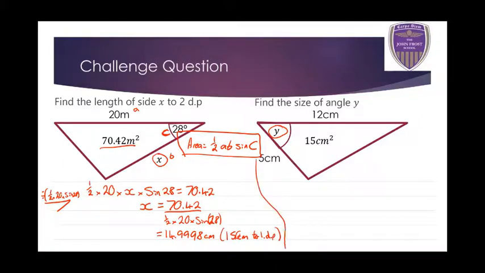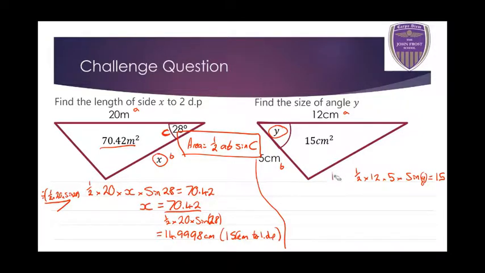So let's just block this off. Again, we've got the formula area equals half AB sine C. We know the area is 15, so we could just substitute everything in. Area equals half times, we'll call this side A and that's side B, so A is 12, B is 5, times sine. Now we don't know what the angle is, so sine of y. And this was equal to 15, as the area was 15.